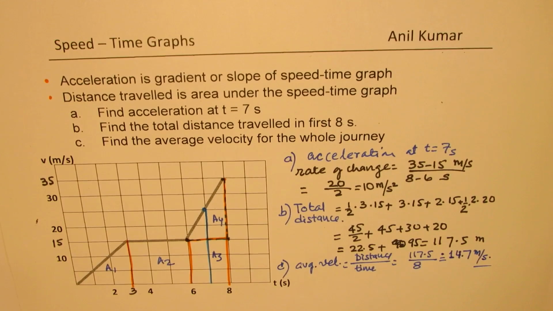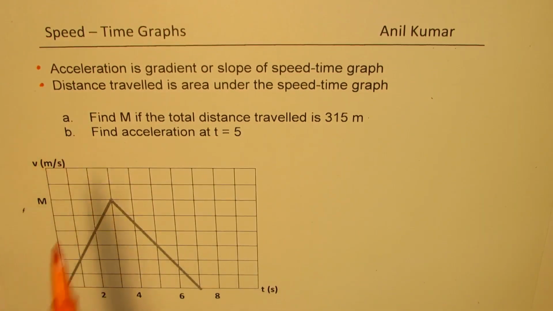Is that clear to you? So that is how we could round it and write the approximate answer in meters per second, correct? So I hope these steps are absolutely clear. Rate of change is the acceleration, distance is the area under the curve, and average velocity is total distance over total time.